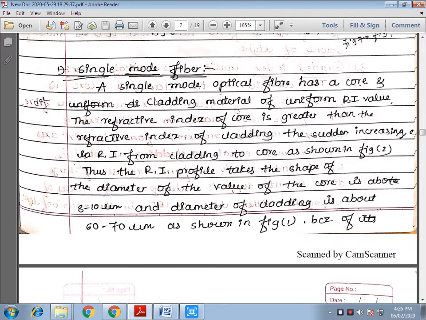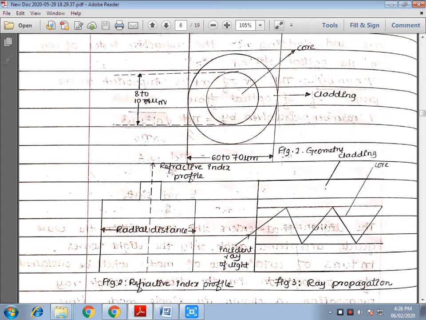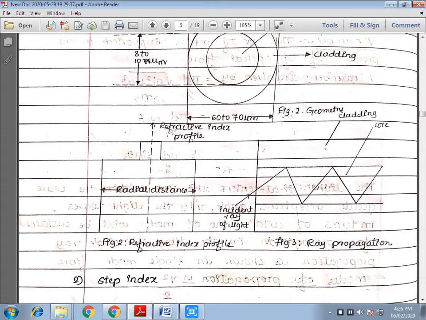In the single mode optical fiber, the diameter of the core is 8 to 10 micrometer, and the diameter of the cladding is about 60 to 70 micrometer. If the refractive index of the optical fiber is plotted with respect to the radial distance, it remains constant from the starting point, and suddenly it increases at the interface of cladding to core and reaches a maximum value. It remains constant in the region of the core, and suddenly decreases at the interface of core to cladding, and finally reaches a constant value in the cladding region, and it remains constant throughout the cladding region.